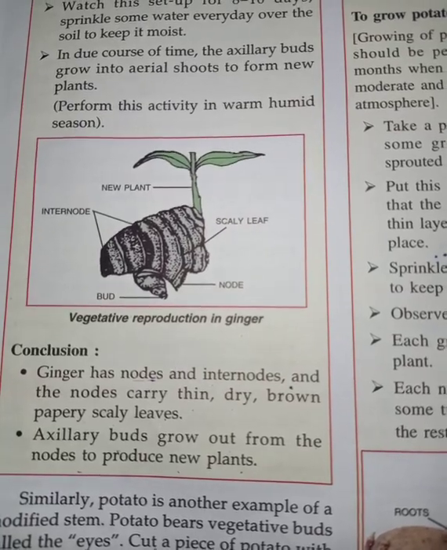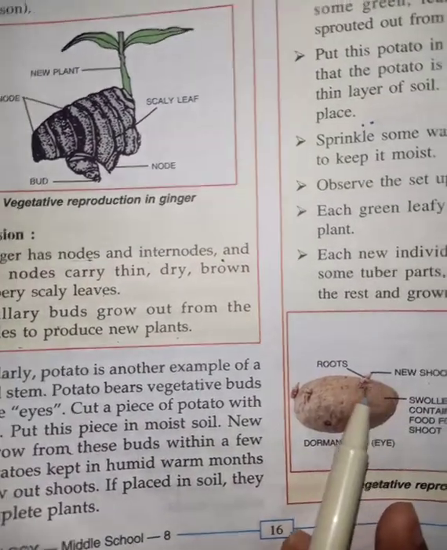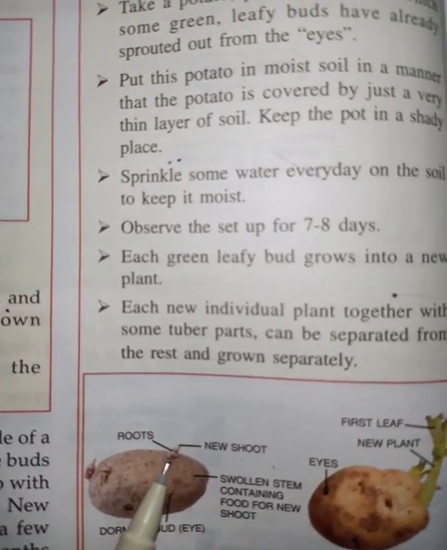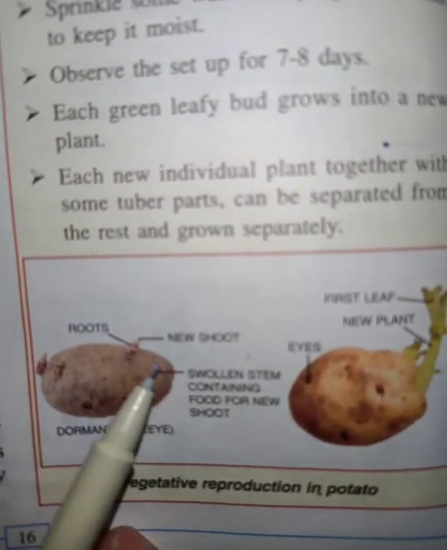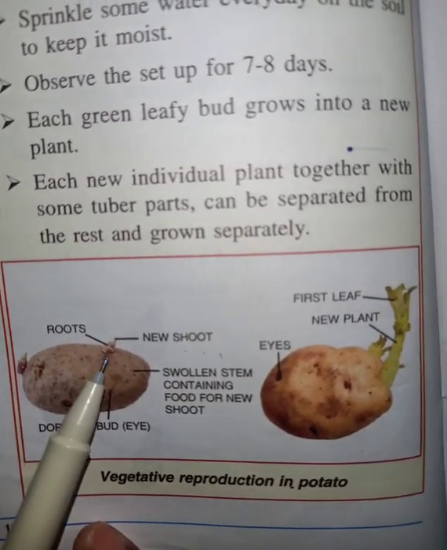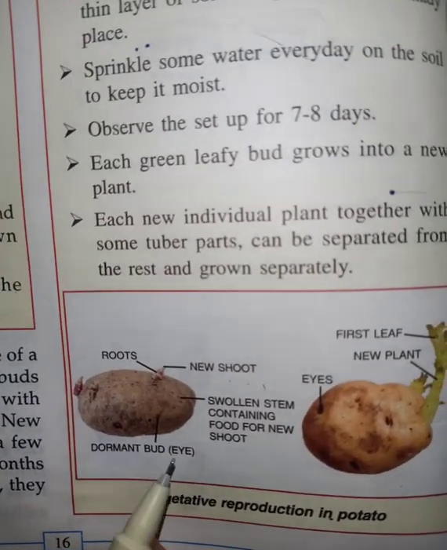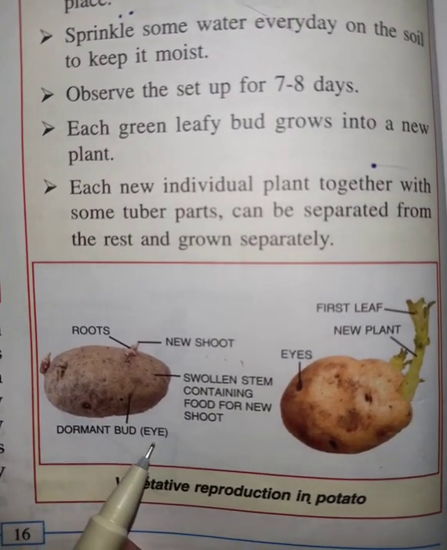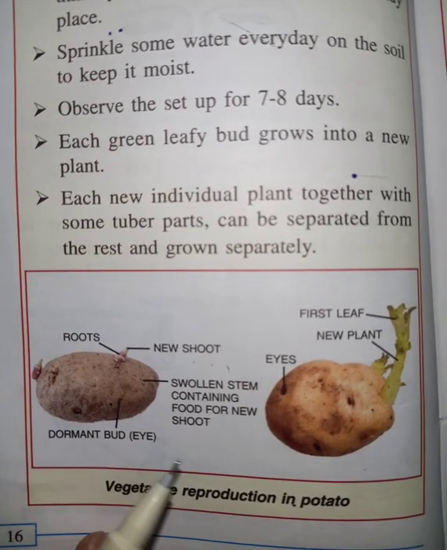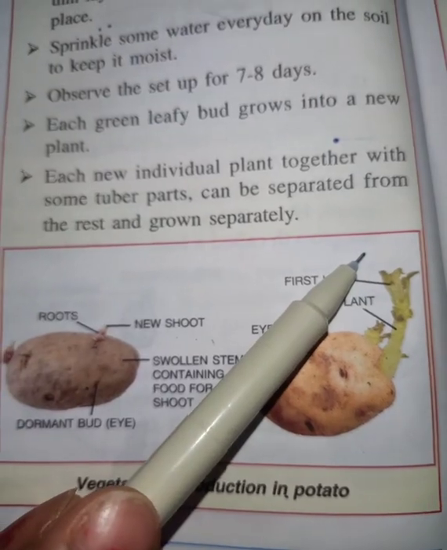Similarly, it happens in potatoes also. Potatoes contain small bud-like structures. You can see in this diagram, it's clearly given. When the potato gets this type of buds on its body, these buds are also called the eyes of the potato. Now these buds are able to produce a new plant.